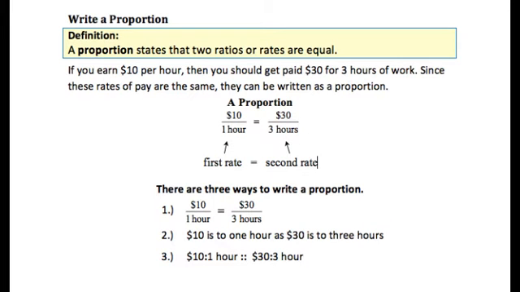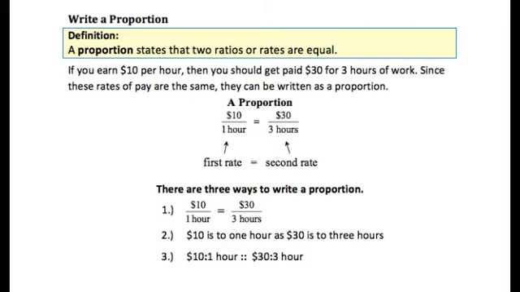Proportions. This video will help you write a proportion and solve a proportion. Writing a proportion. Before we look at writing a proportion, let's start with a definition. A proportion states that two ratios or rates are equal. Let's take a look at an example to see what that means.